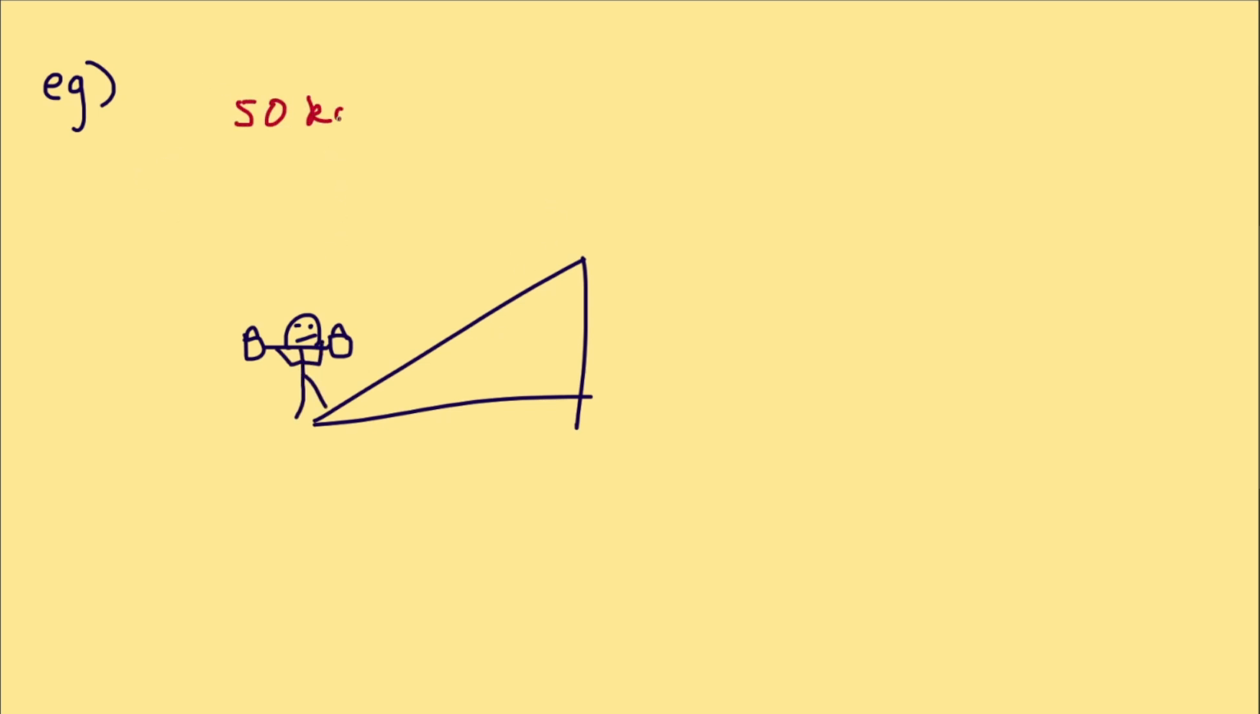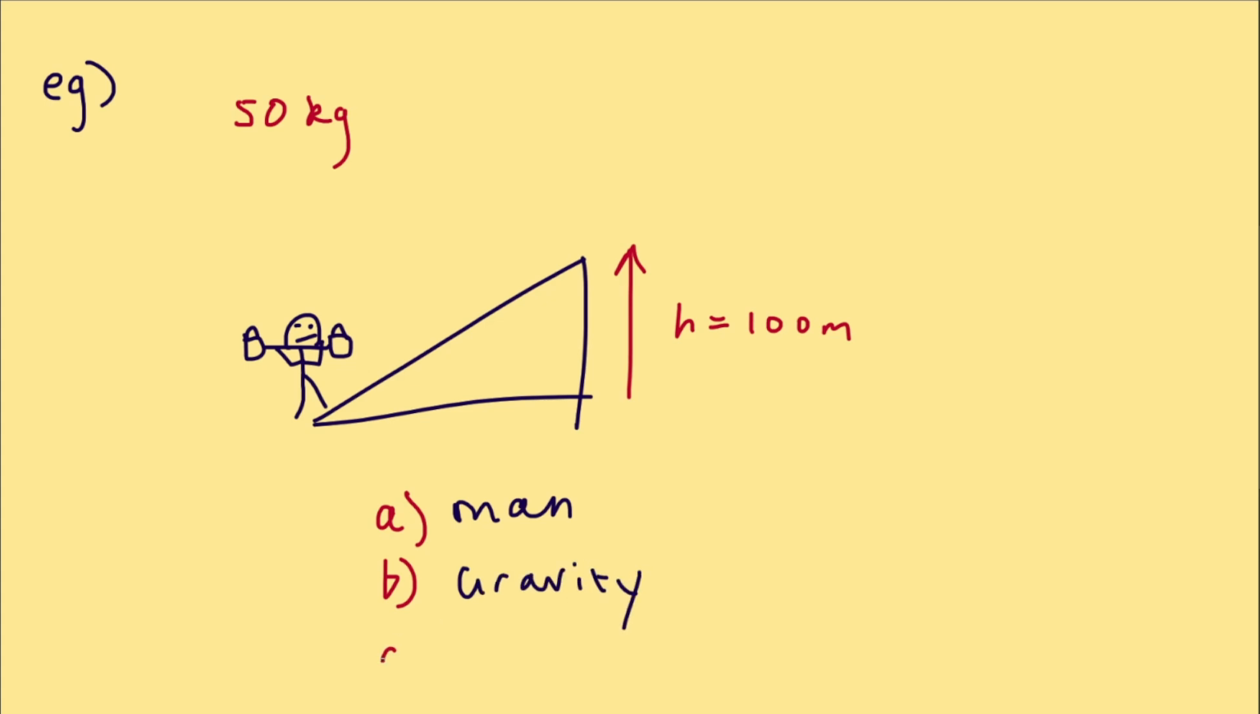Here's the second problem. Imagine a Kung Fu master who has to walk up a mountain every day, carrying water on his shoulders. He's a Kung Fu master, so he holds 50 kilos of water on his shoulders. He has to climb a height of 100 meters. Now let's solve for three values. First is the work required by the man. Second is how much work gravity is doing. And last, we'll find the net work being done on the water.